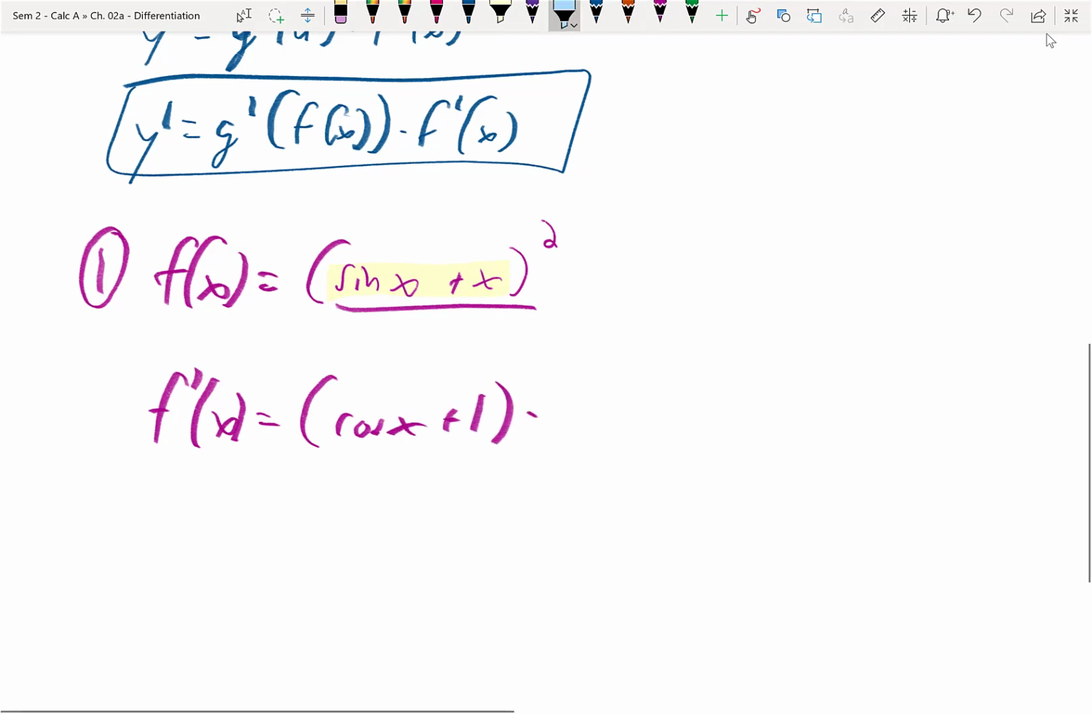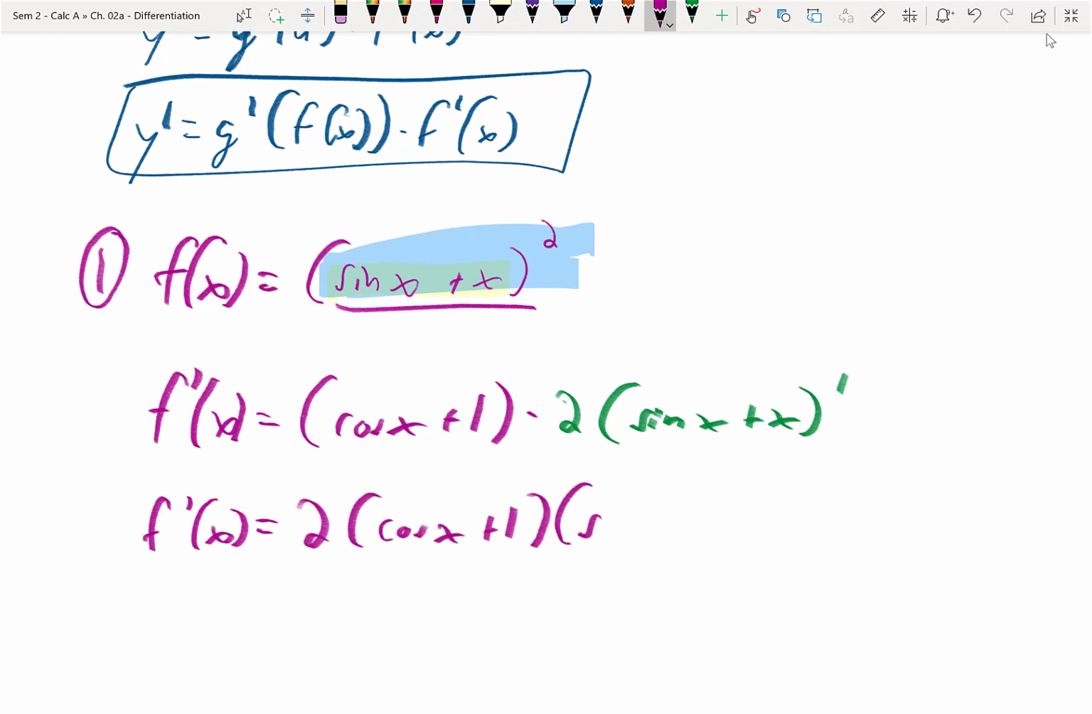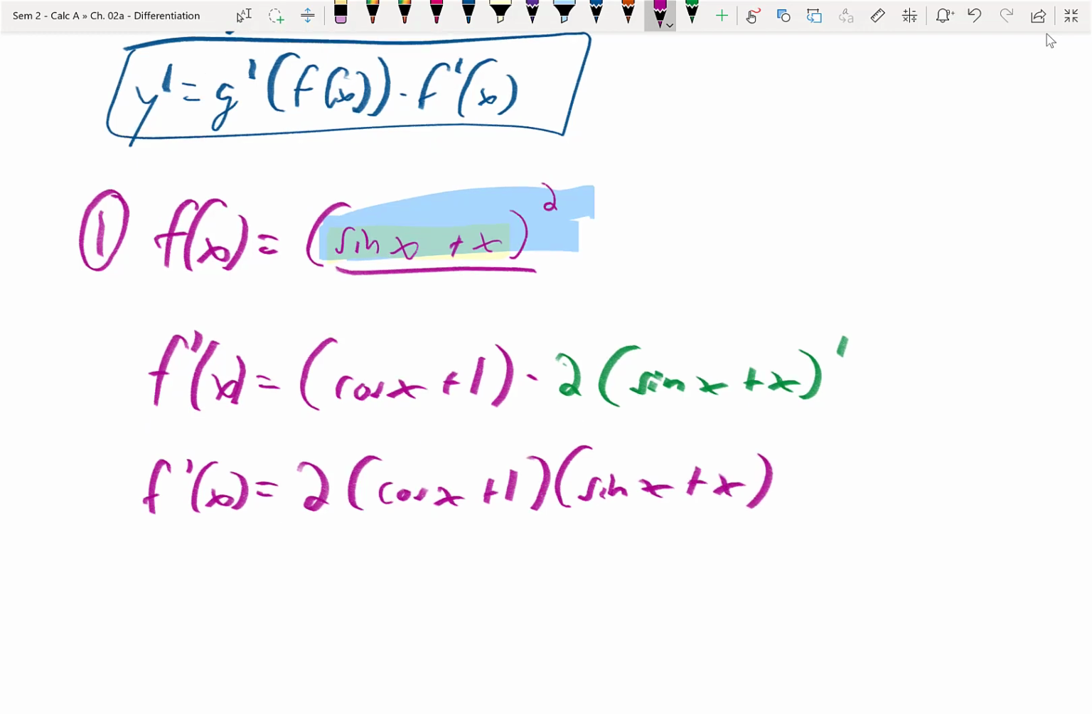times, now I'm going to take the derivative of the outer function. The outer function is something squared, and the derivative of something squared is 2 times that something raised to the first power. If I clean that up a little bit, I get f prime of x is equal to 2 times cosine x plus 1 times sine x plus x. And that would be the derivative.